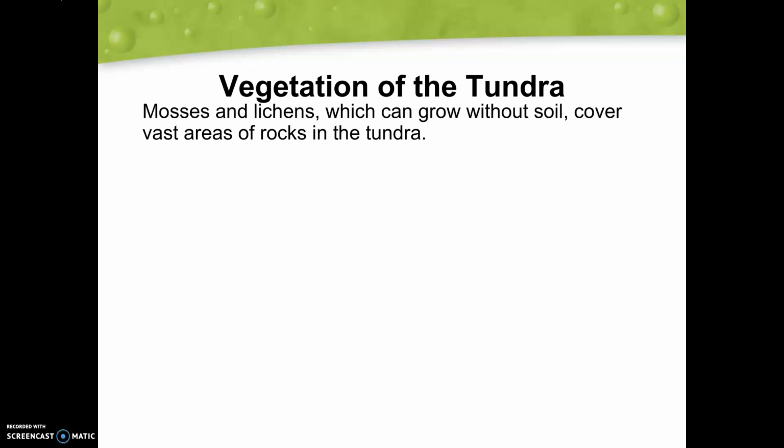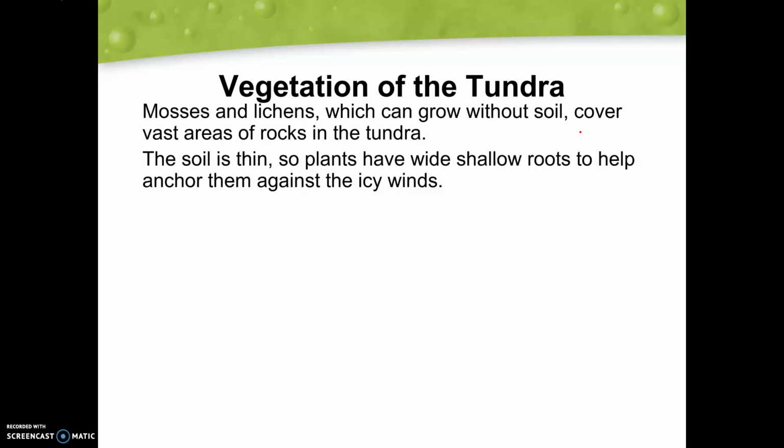So for vegetation that we're going to find, again, mosses and lichens can grow without soil and cover vast areas of rocks here. So this is a special requirement here. They don't need soil to grow, which is why they're going to be important. Since the soil is so thin, plants are going to have wide, shallow roots to help them anchor against our winds here.